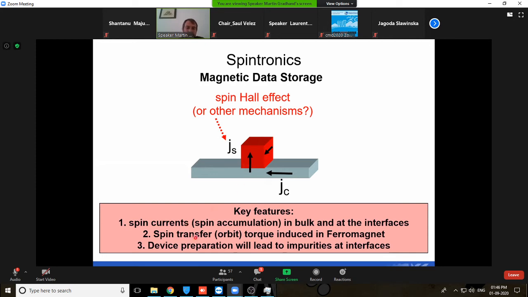Of course, in addition, any such device preparation will not generally create perfect interfaces. So what you're going to have is impurities of the ferromagnet in the non-magnet, impurities of the non-magnet in the ferromagnet, and all this will contribute to different mechanisms and to different results in terms of your spin Hall effect.